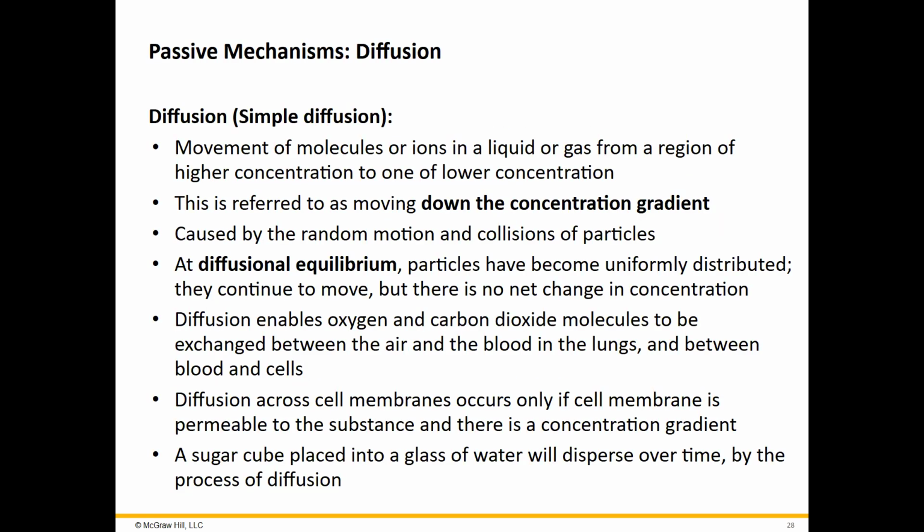So let's talk about our first passive mechanism, diffusion. It's simply a movement down the concentration gradient, okay? It is a movement of molecules or ions in a liquid or a gas from a region of high concentration to low concentration. So like I said, if you have a lot of a substance outside of the cell, not much inside the cell, passive diffusion will allow those substances to simply drift right through the cell membrane into the cell. It's caused by random motions and collisions.